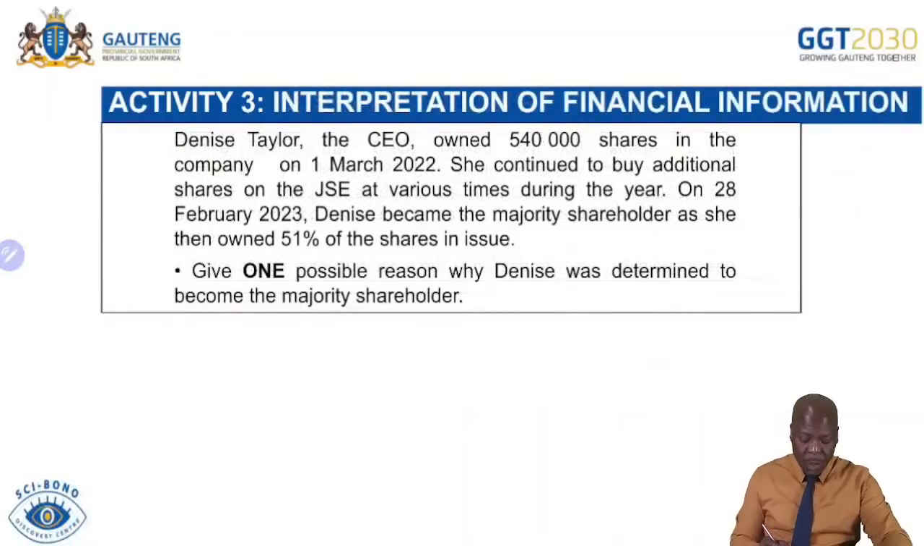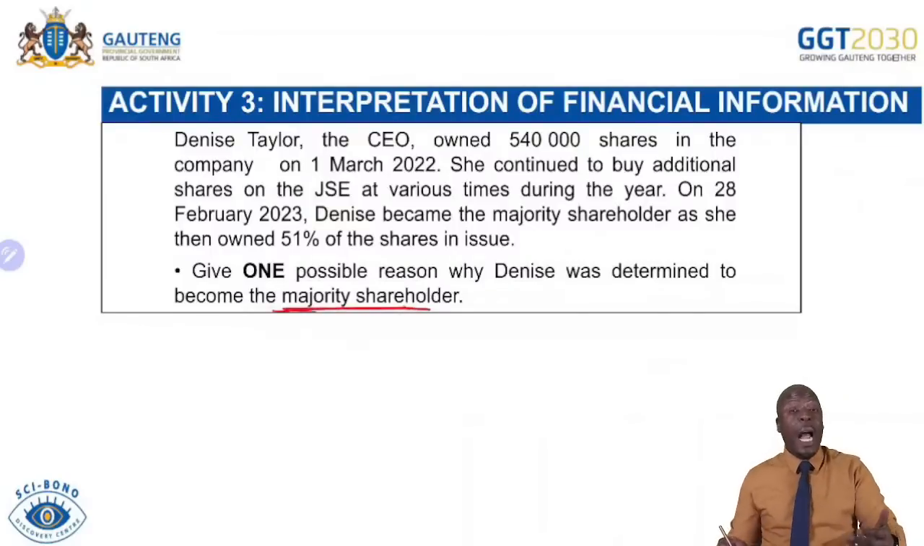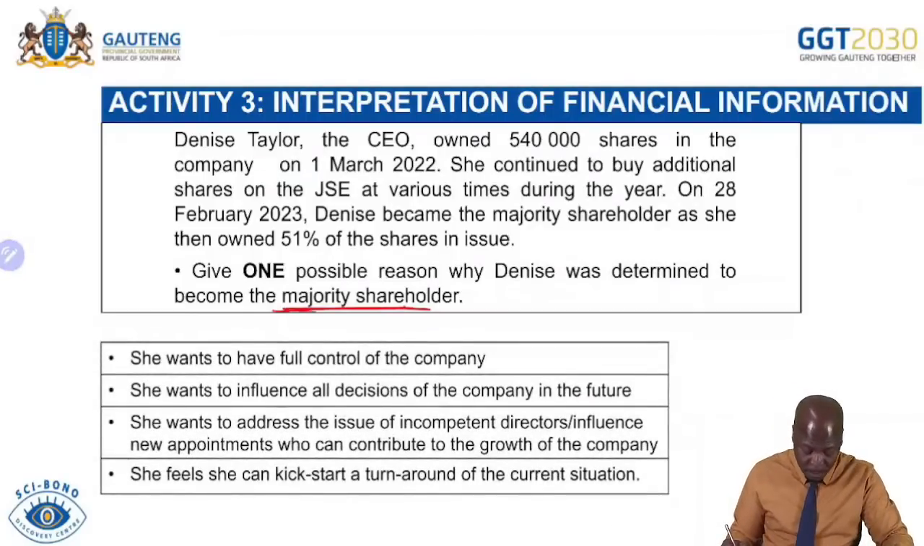Okay. The next question then says, give one possible reason why Denise was determined to become the majority shareholder. Why would Denise want to become the major shareholder? We want to know why. In other words, we want to look at the advantages. What are the benefits? What do you possess when we say you are a major shareholder? What are the advantages of being a major shareholder? Why did she want to become a major shareholder?